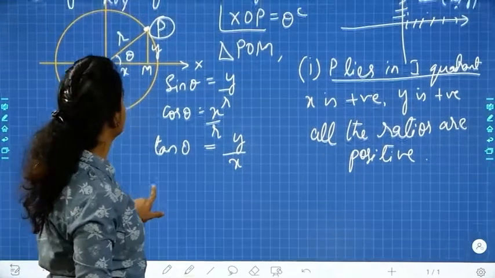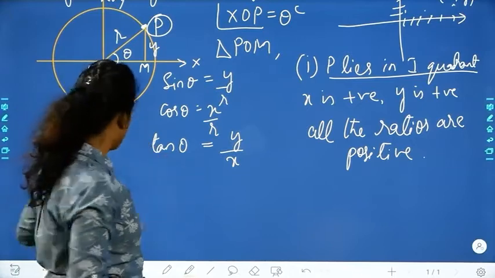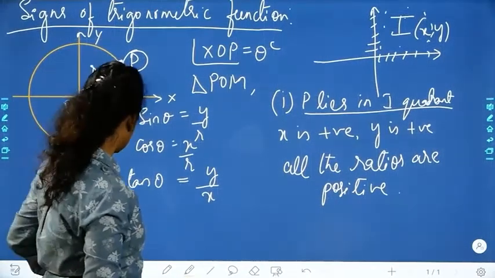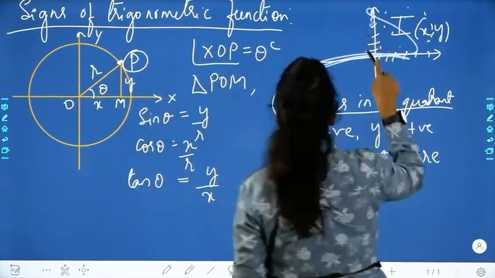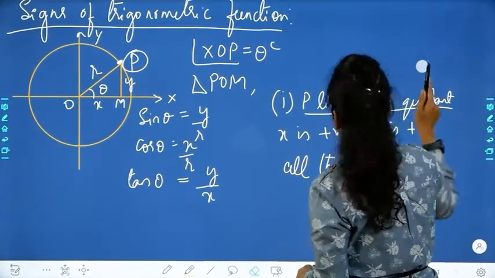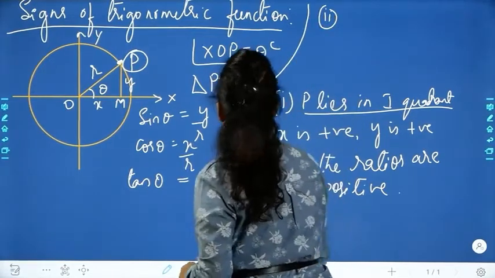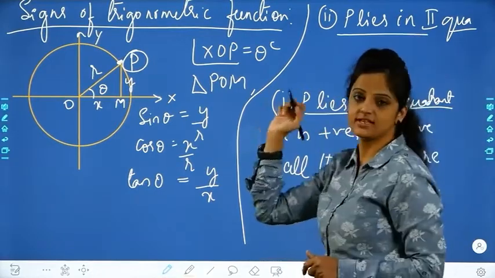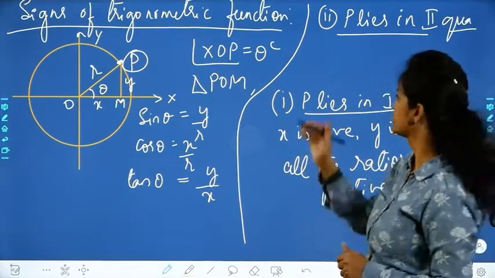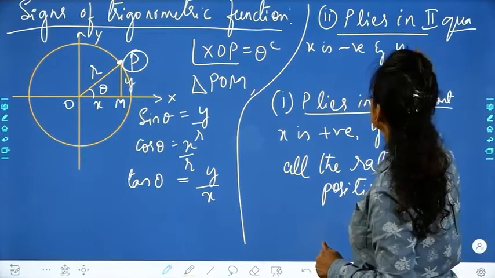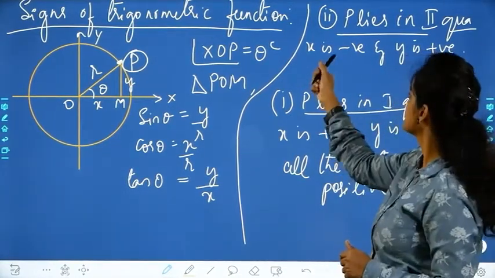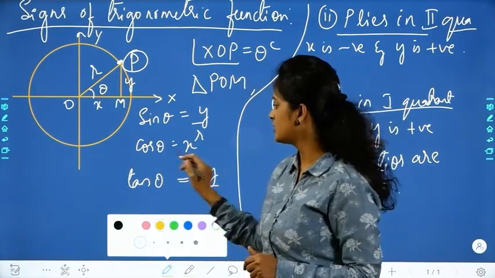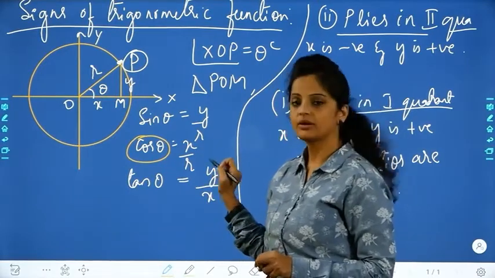Suppose this point is in the second quadrant. If P lies in the second quadrant, what will be the sign of x then? X will be negative, y has to be positive. Correct? Where x is there, that will be negative. So cos theta will be negative, because it is x by r, negative by positive, that will be negative, and tan theta.